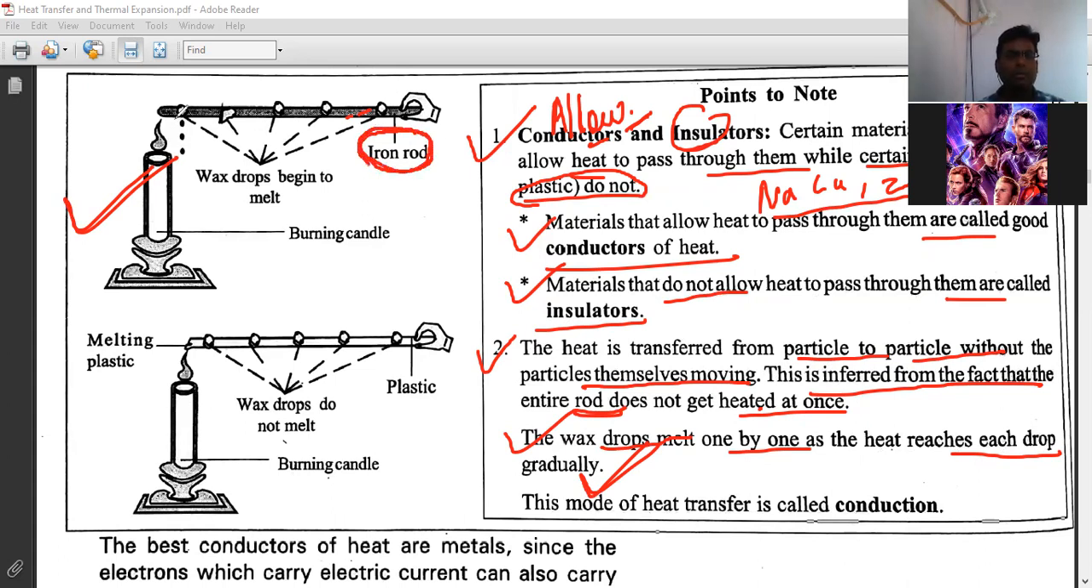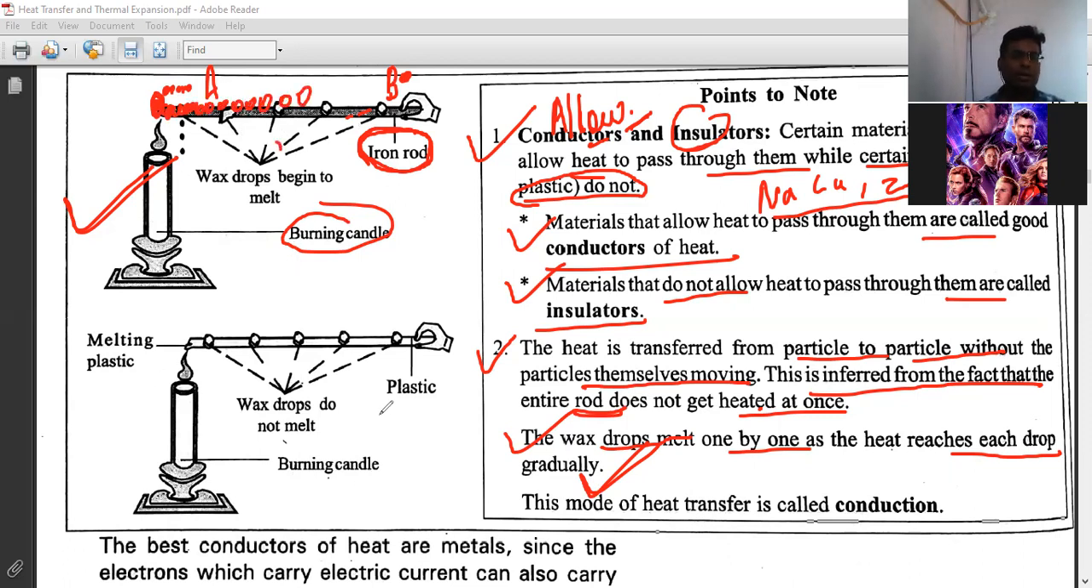This is an iron rod, and one point is heated by the candle. The particles here get more energy from the candle, and this energy is transferred to the other particles one by one. So it will take time to reach the other side. Suppose this is point B and this point is A. It will take time to reach from A to B, because we have to pass the energy from one particle to another particle.